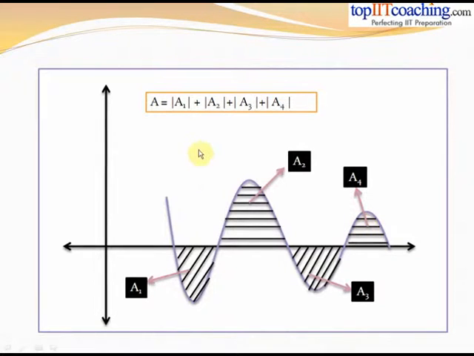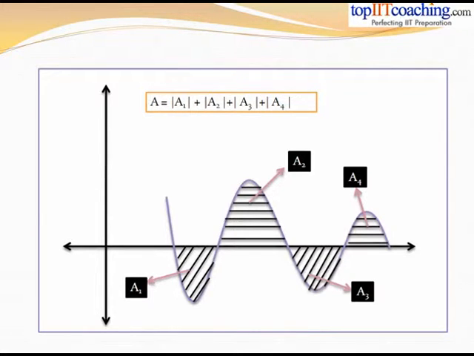By convention, we take area as positive. So we write A, that is the total area, this area plus this area plus this area plus this area, is equal to modulus of A1 plus modulus of A2 plus modulus of A3 plus modulus of A4. If the curve is symmetrical about the x-axis or the y-axis, then what we do is we calculate the area of the symmetrical part and multiply it by the number of symmetrical parts to get the whole area. Now we have discussed enough on how to find the areas between the curves.